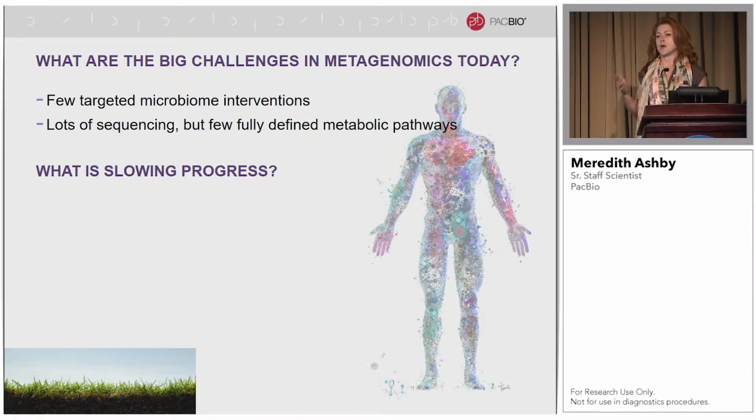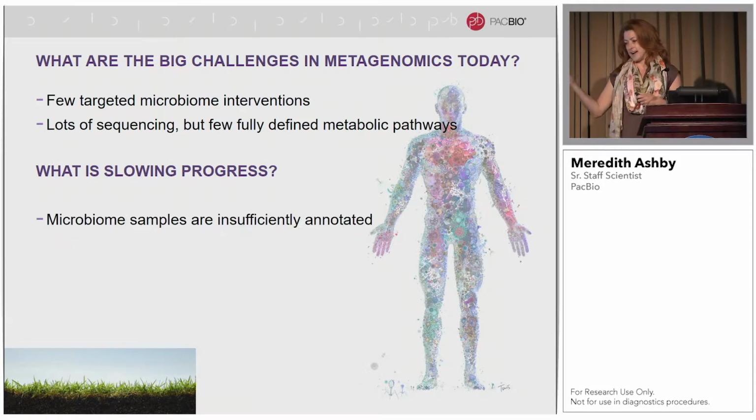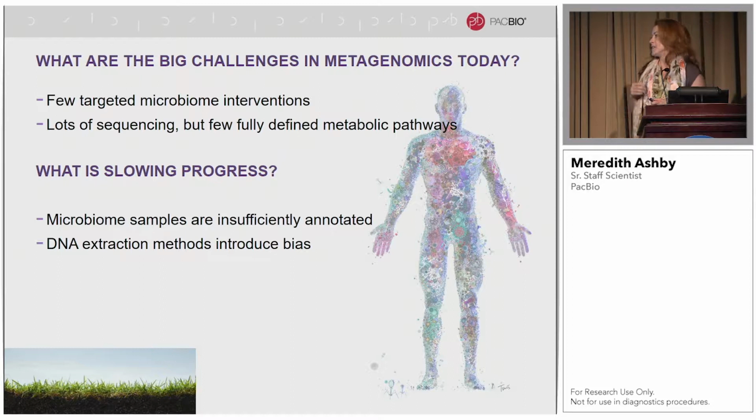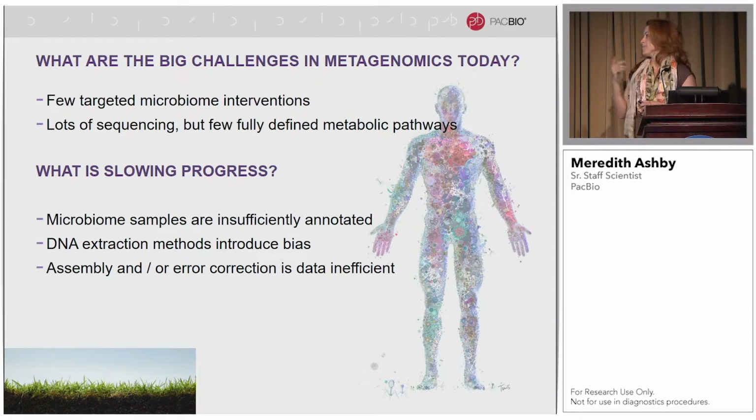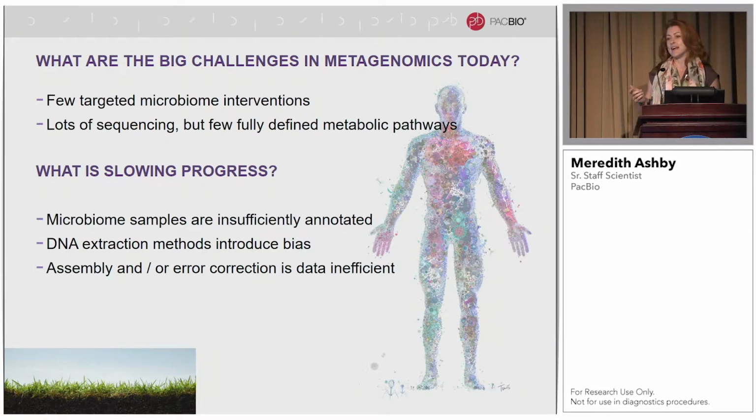And what is slowing this progress? So again, not a secret, a lot of microbiome samples are not very well annotated with patient medical records. The records are either not connected to the sample or they don't have the information that's really needed. DNA extraction methods are also a challenge. They tend to introduce bias because of gram-positive, gram-negative. Sequencing technology can also introduce more bias, right, because of the well-known GC versus AT differential efficiency of sequencing with most platforms.